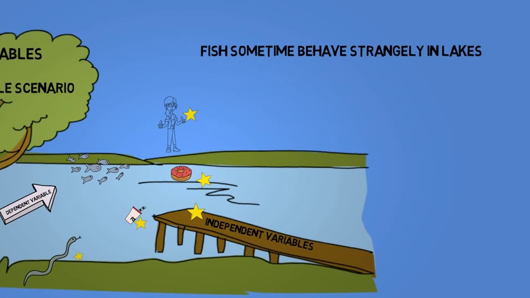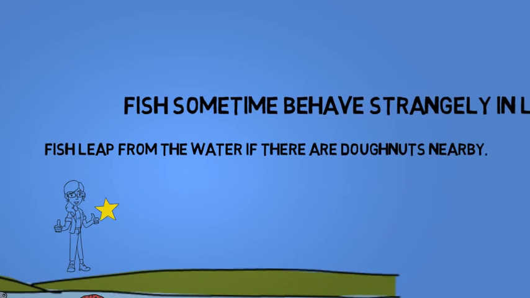Let's go, Jenna. Fish sometimes behave strangely in lakes. Well, the problem here is we have a dependent variable, but we don't have an independent variable, and it's nearly impossible to measure how strangely something is behaving. So this is not a good hypothesis.